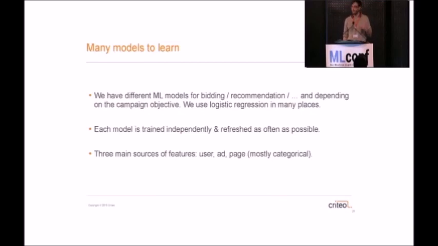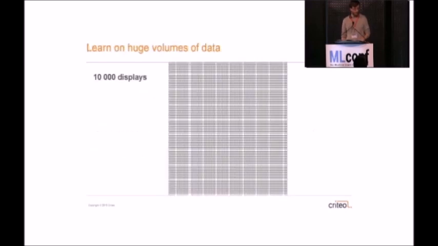And so we have different types of features when we're building our models. We have features about the user, features about the advertiser, and features about the publisher. And most of them are categorical. And I'll get back to that.